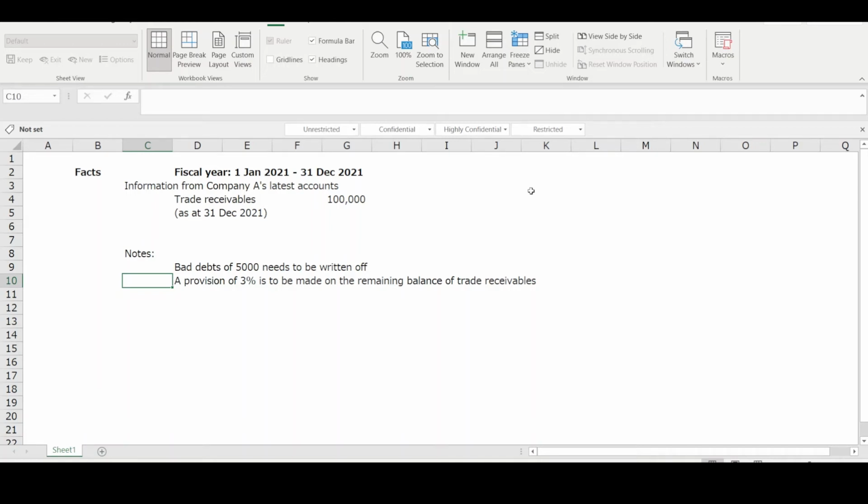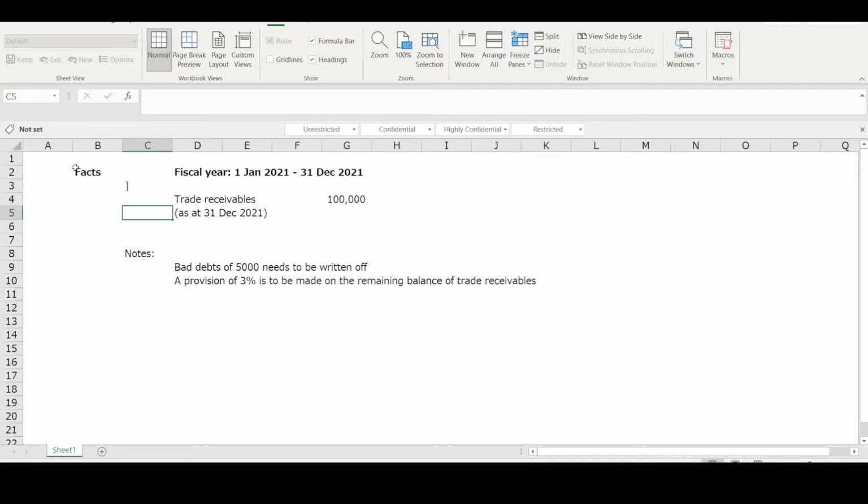So today we're going to learn how to post adjusting journal entries, especially related to bad debt provision or bad debt expenses and trade receivables. As usual, this is an example I made up. You can see the target fiscal year is January 1st, 2021 to December 31st, 2021, and then information from company A's latest account.